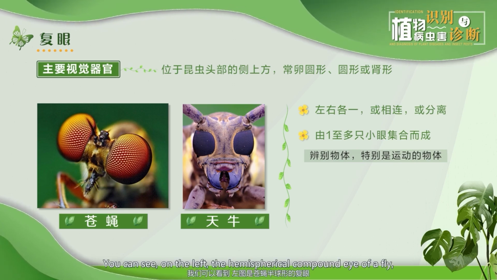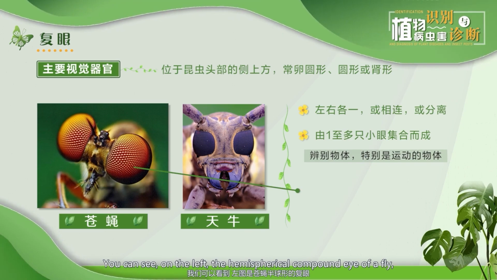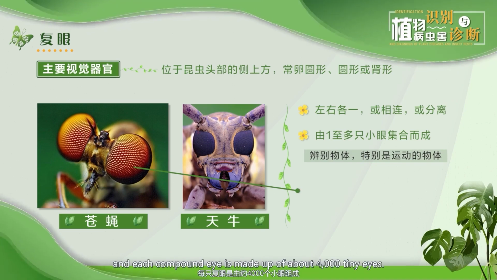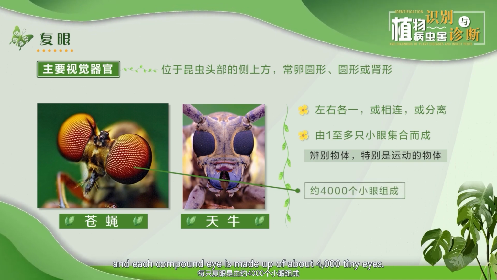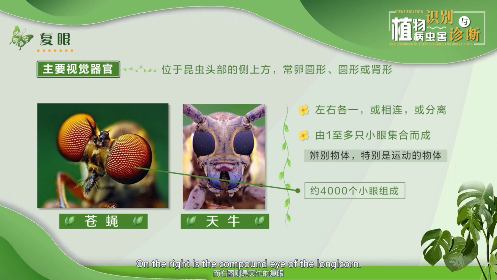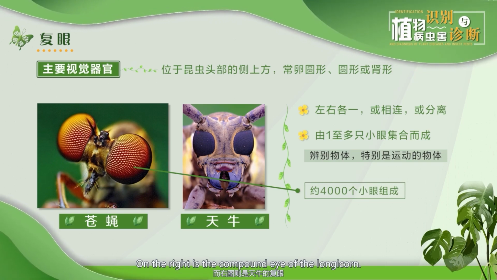You can see on the left the hemispherical compound eye of a fly, and each compound eye is made up of about 4,000 tiny eyes. On the right is the compound eye of the longicorn.